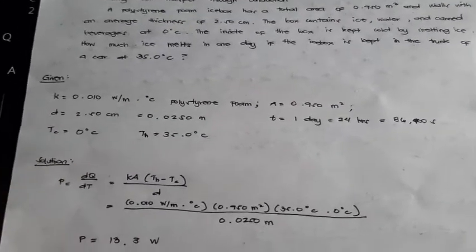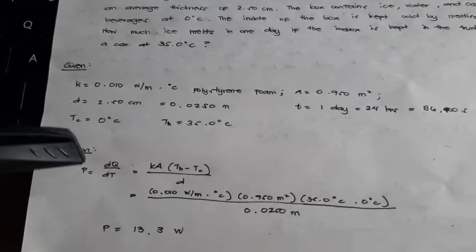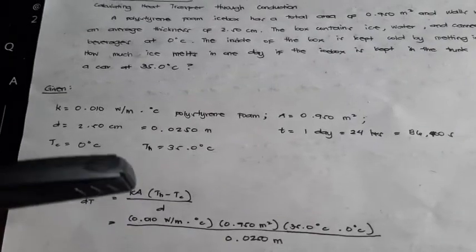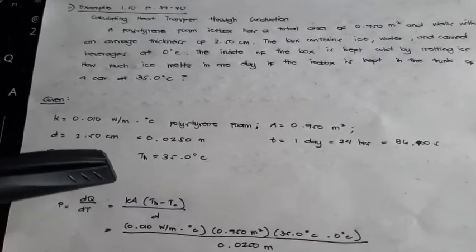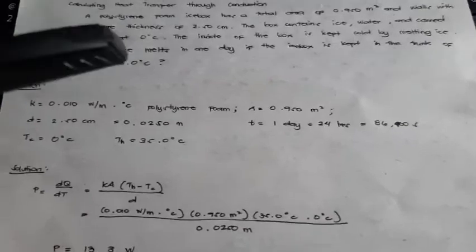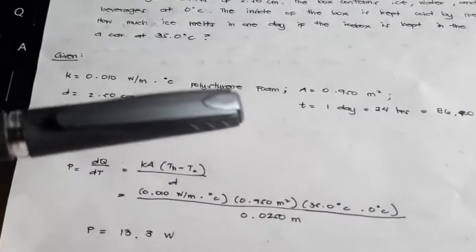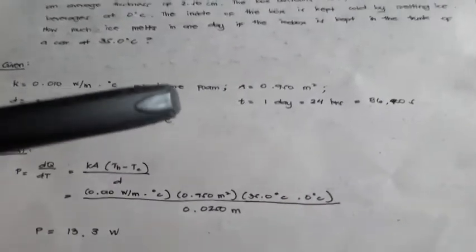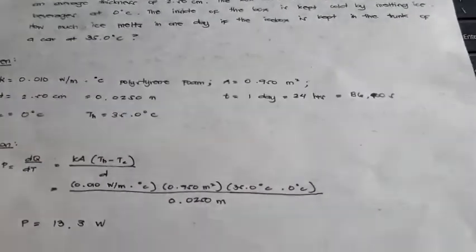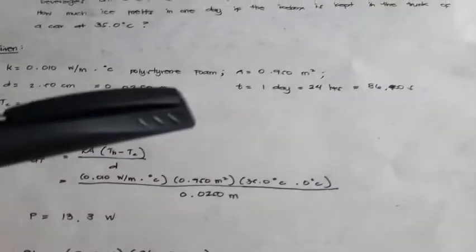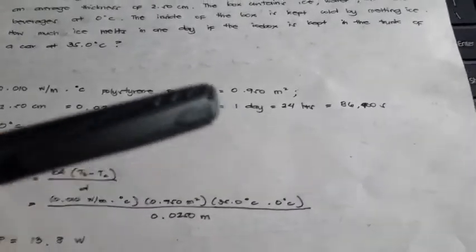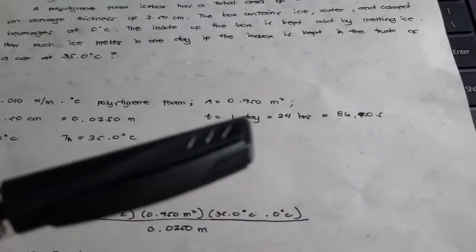Then the cold temperature is equal to 0 degrees Celsius. The hot temperature is equal to 35.0 degrees Celsius. Then the total area of the polystyrene foam icebox is 0.950 meters squared. Our time is one day, so we convert it into hours, 24 hours, then into seconds, which is 86,400 seconds.